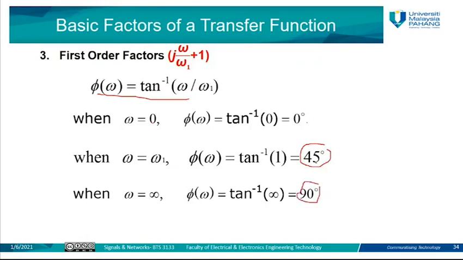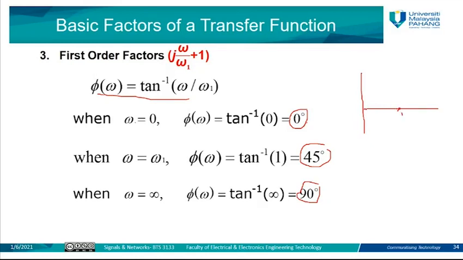So we have three different values for the phase. The first value is 0 when omega is equal to 0. The second value is 45 at omega equal to omega 1. The third value is 90 when omega goes to infinity. That means it will be like this one. This is omega 1.